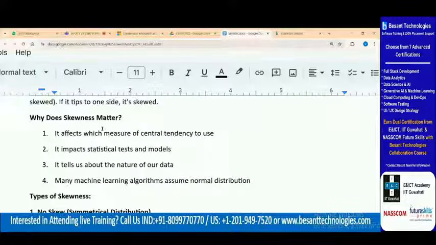Okay, and it impacts your statistical test and model. So if you're going to evaluate your model based upon your statistical concepts, it is not easy to evaluate. So you have to concentrate on skewness.